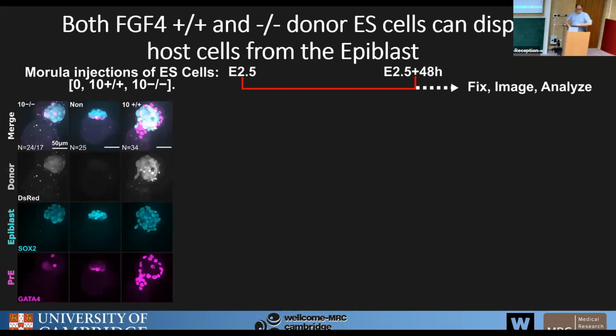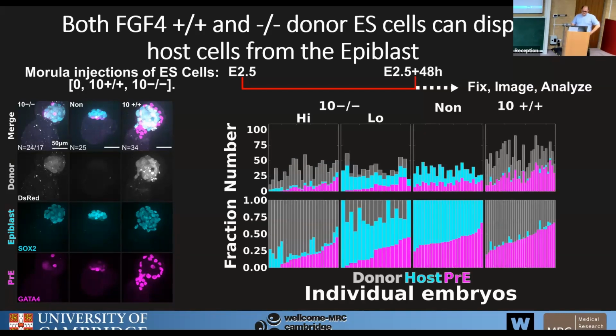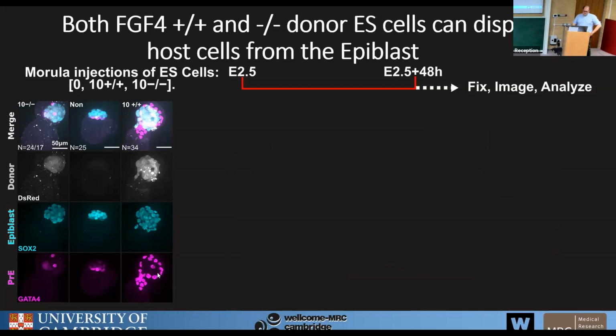So here we have some happy embryos. In the middle is our non-injected sample. We have the epiblast marked by SOX2 here in cyan, and the primitive endoderm marked in magenta by GATA4, where the donor cells are shown in red, this is just constitutively expressed to show who is who. Orange ICM with a slightly larger primitive endoderm.